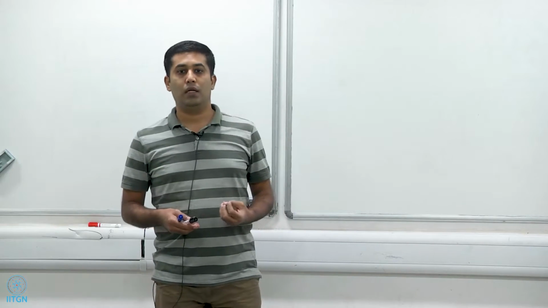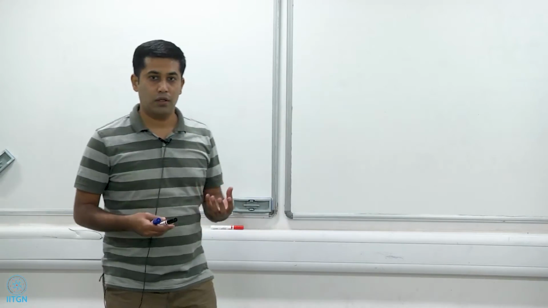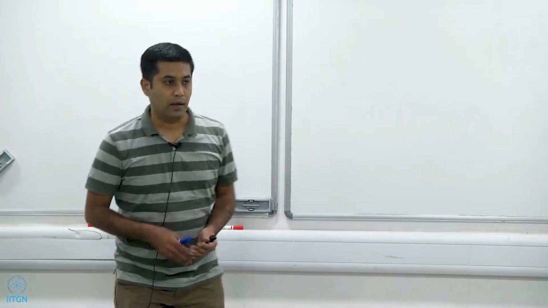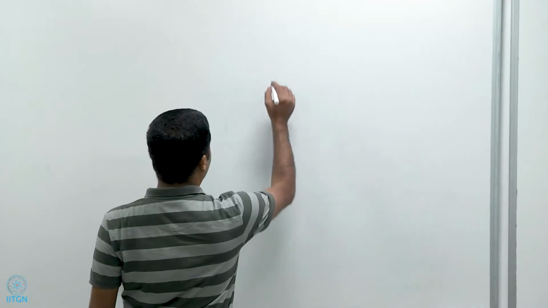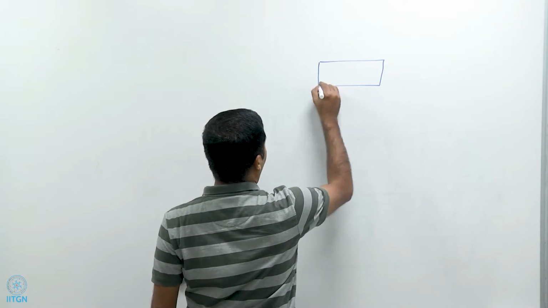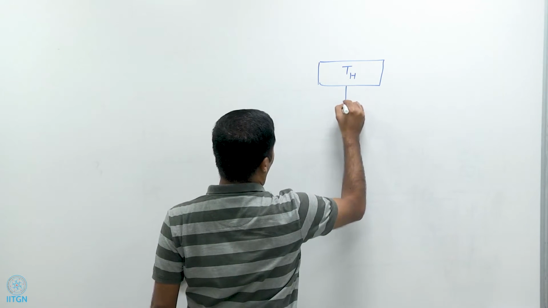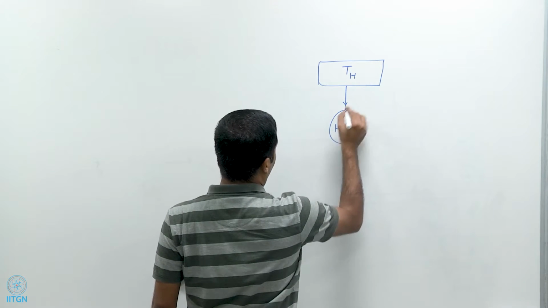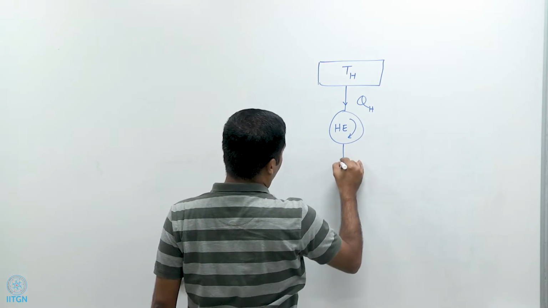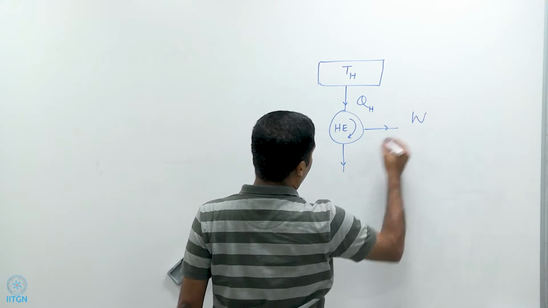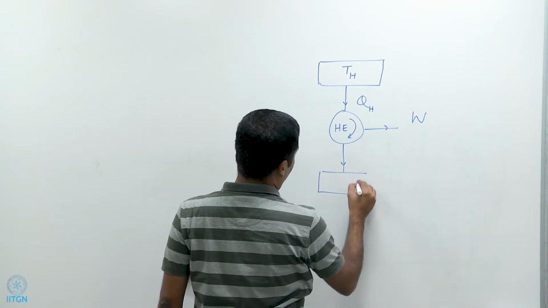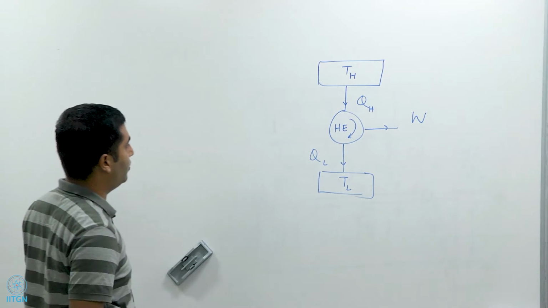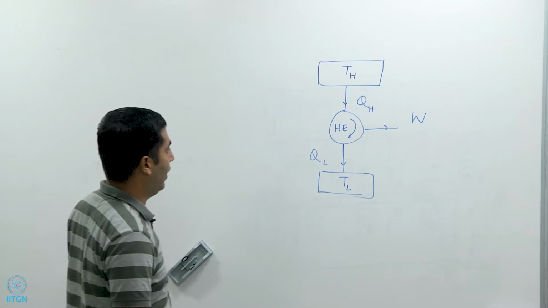So let's start with the reversible heat engine. We already derived the efficiency for that in terms of temperatures, but we'll just do that once again, right? So let's say we have a high temperature reservoir at TH, and it's supplying heat to a reversible heat engine by amount QH. The heat engine does work W and rejects an amount of heat equal to QL to a low temperature reservoir at temperature TL, right?